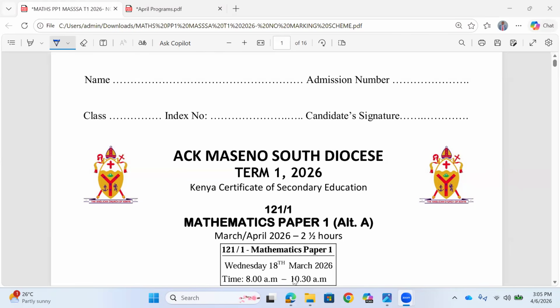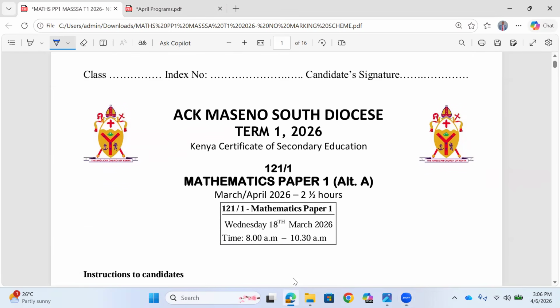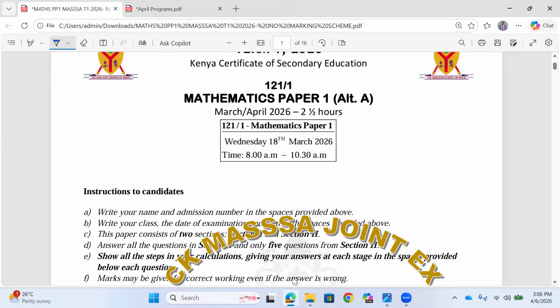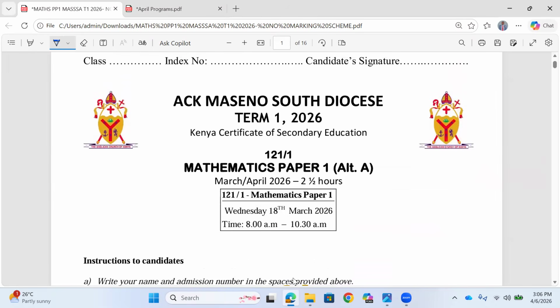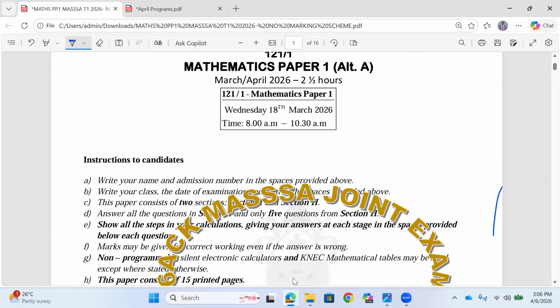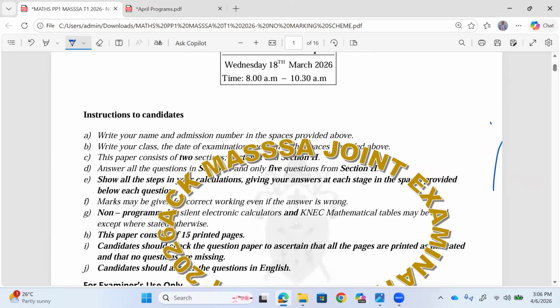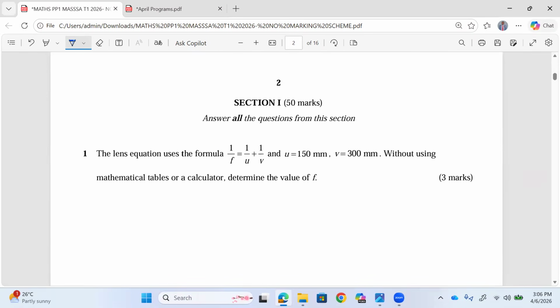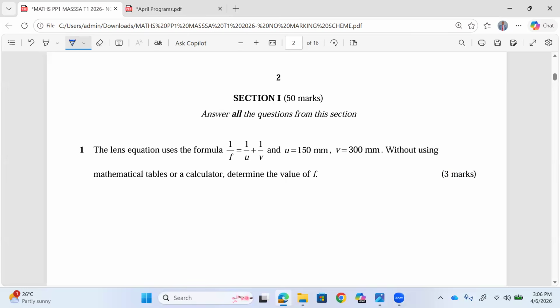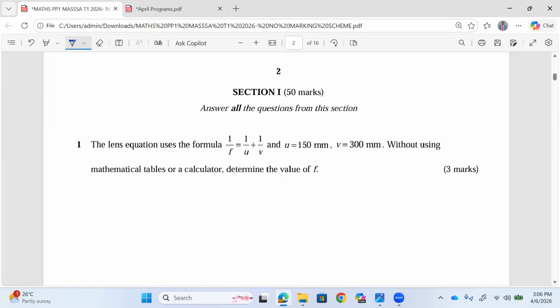Today we're going to discuss Mathematics Paper 1, Section 1. Then later we shall be bringing to you Section 2 of the same paper. This is the SCK Maseno South Diocese MASSSA Joint Examination 2026. It's a very well thought out paper, and it's my hope that through this discussion, you are going to understand a lot. You're going to see a lot. You're going to perceive mathematics concepts in a wider perspective.